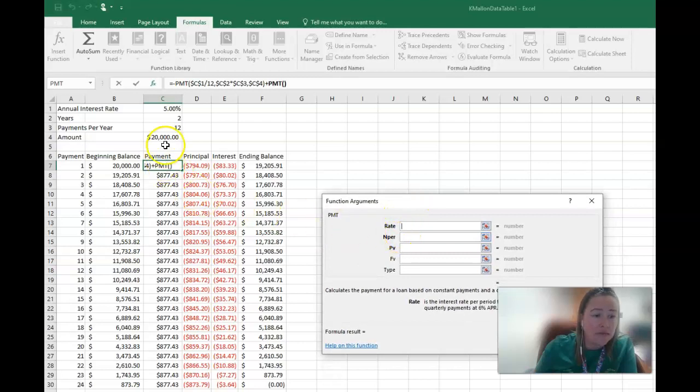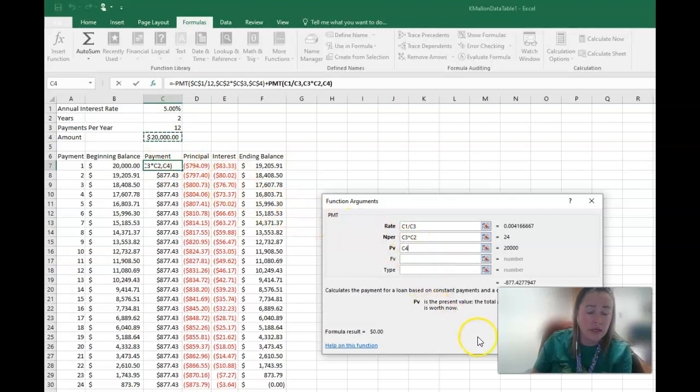I clicked on each individual cell. I'll do it now and hope that nothing happens. So my rate was 5%, and this is where I was initially going wrong. I was just leaving it at 5% divided by 12, because that's how many months are in a year. The total payments is 12 times 2, because it's 2 years, and the present value is 20,000.